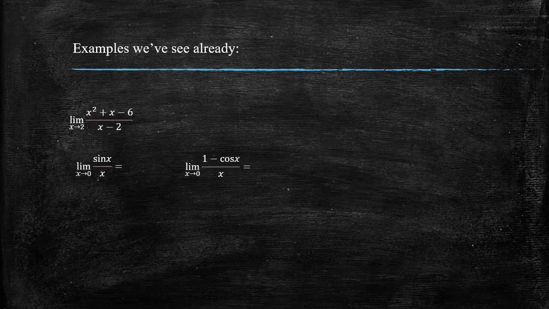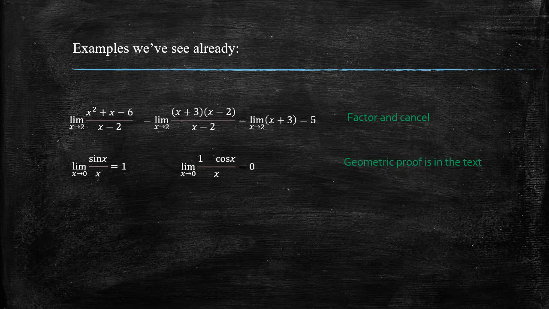The limit as x goes to 0 of sine x over x we've seen already, as well as the limit as x goes to 0 of 1 minus cosine x over x. So again, for that first guy, we can factor and cancel, and the limit is equal to 5. For the second two, there are geometric proofs in your textbook.